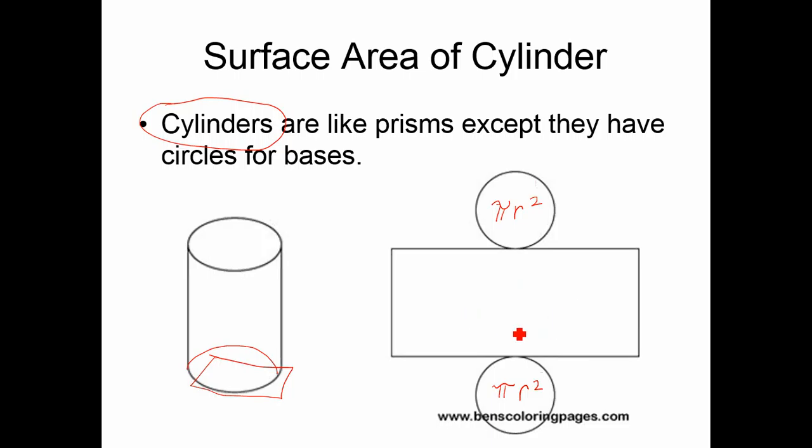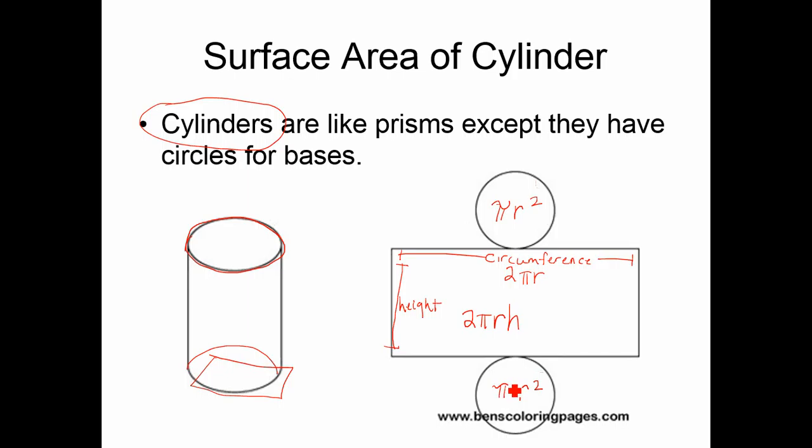But how would we find the area of this rectangle? Well, think with me, the rectangle is as long as the circle's circumference. Remember, this rectangle would wrap around making a cylinder. This would be the circumference, the length from here to here. And then this would be the height of that cylinder right here. So how do you find circumference? Well, that's 2 pi r. So if I wanted to find the area of this rectangle right here, it would be 2 pi r times height.